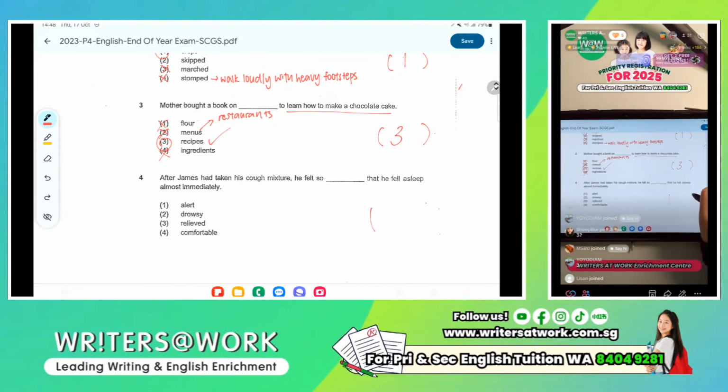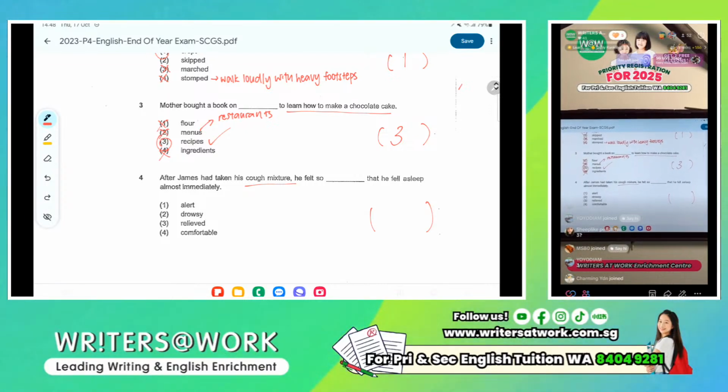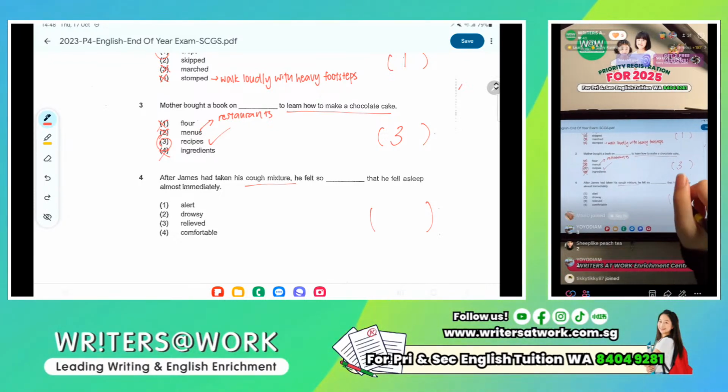Okay, question 4. After James had taken his cough mixture, he felt so blank that he fell asleep almost immediately. So cough mixture. How did he feel? Okay, 2. Everyone says he felt so drowsy.